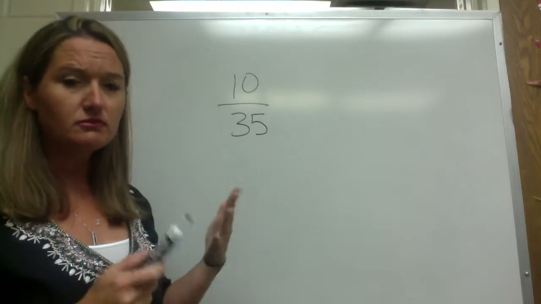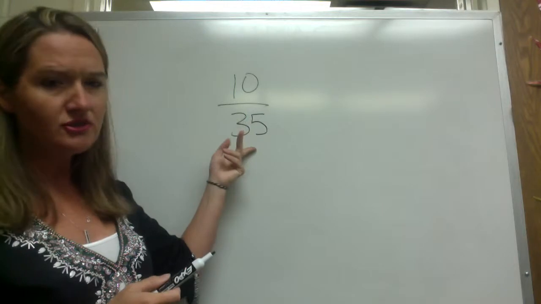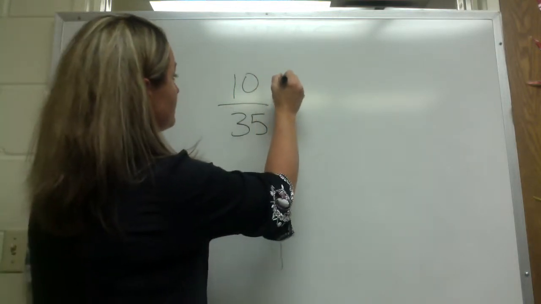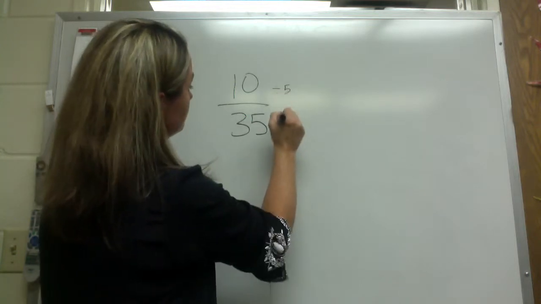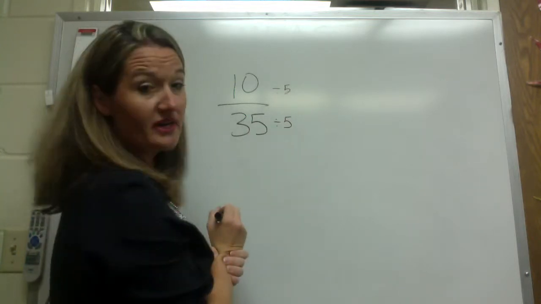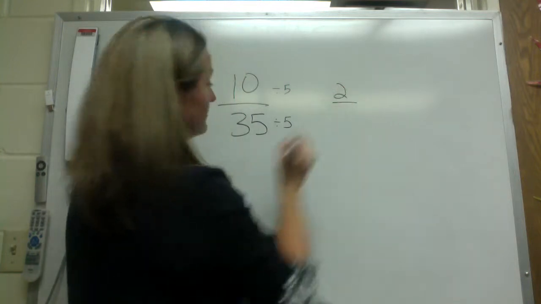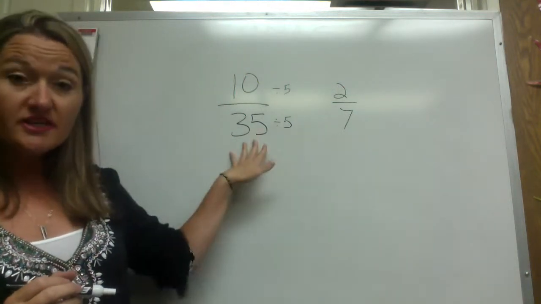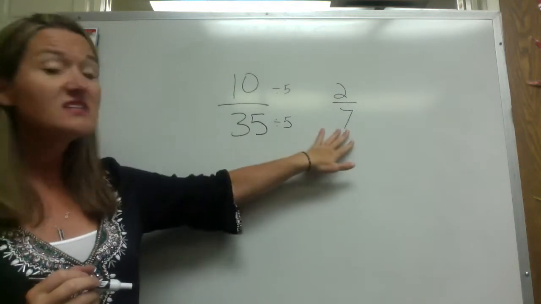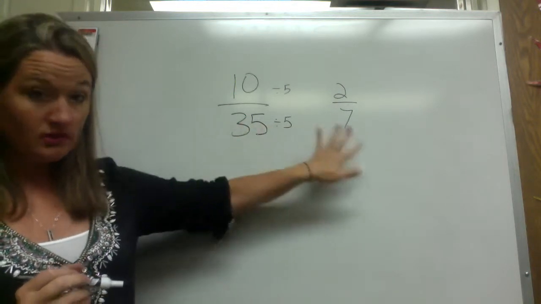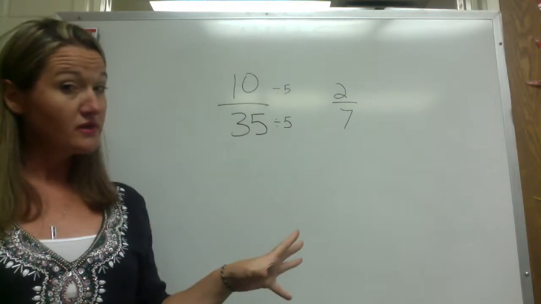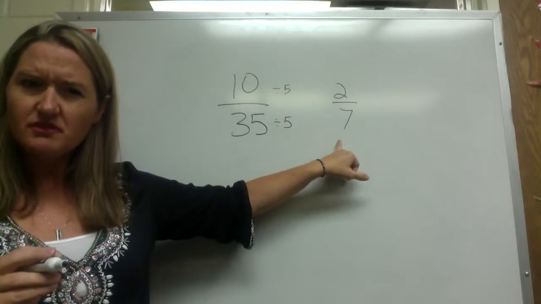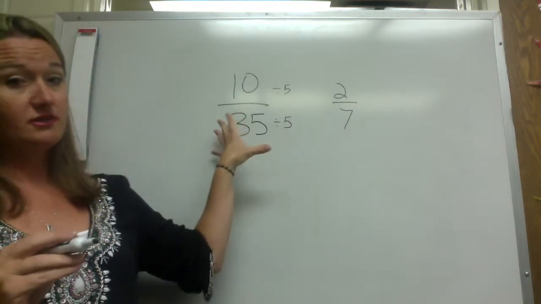Well, you can think through, does 10 go into 35? No, but I know they're both divisible by 5. So let's divide both by 5. 10 divided by 5 is 2. 35 divided by 5 is 7. 2/7 is 10/35 written in simplest form. They are equivalent. They represent the same amount. I did not change the amount of the circle that was shaded, I've just written it in simpler terms. Isn't 2/7 a little easier to understand than 10/35?